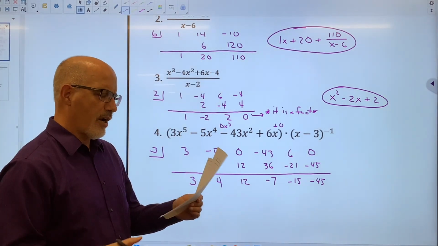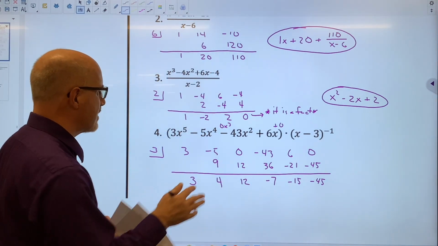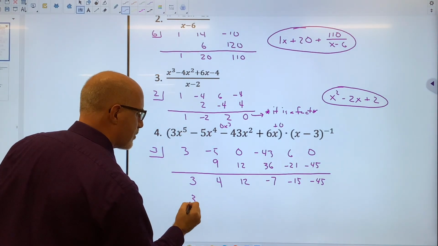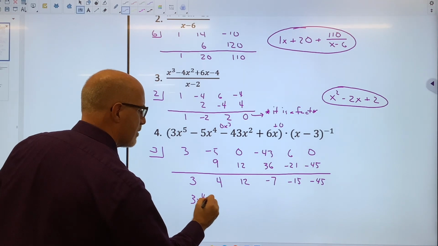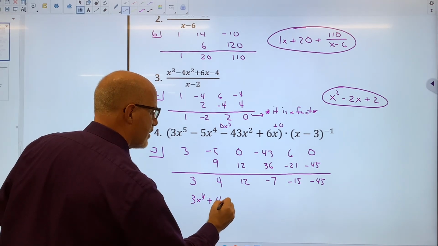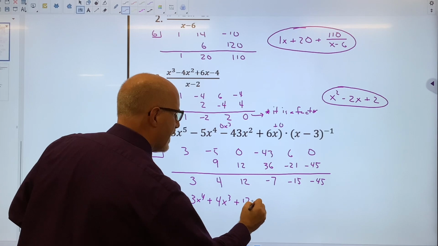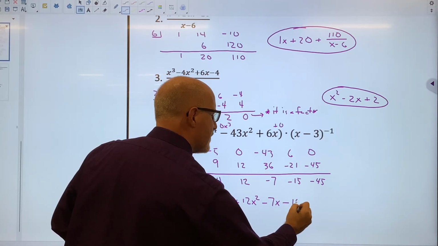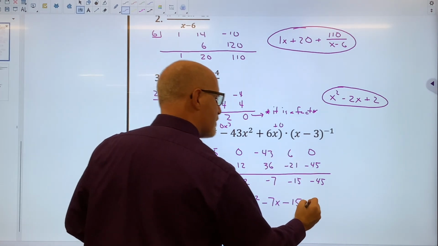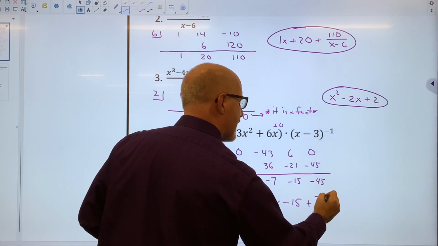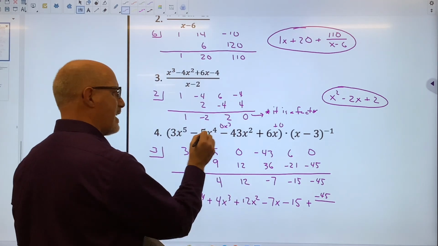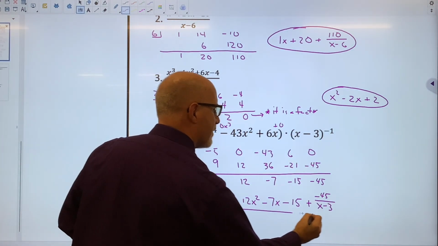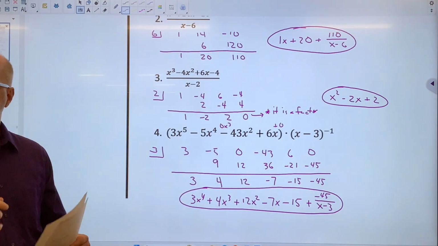So in writing this one out, I'm going to start with 1 degree less than the 5th power I've got here. So I'm going to start with the 4th power. So this will be 3x to the 4th plus 4x cubed plus 12x squared minus 7x minus 15, my constant. The last one's the remainder, so I put plus -45 over my divisor, which is x minus 3. That's my final polynomial division there.